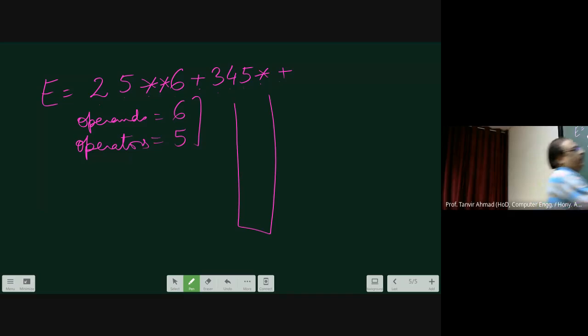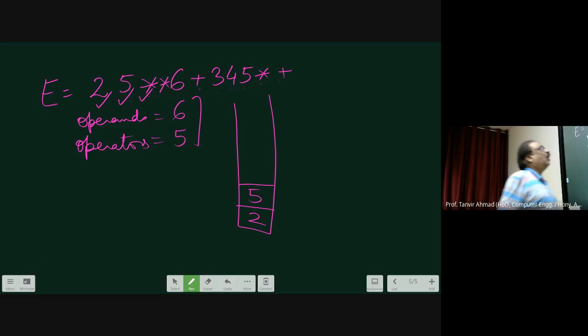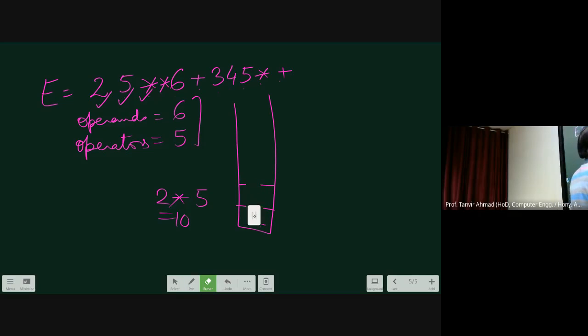Obviously, I will first of all push 2. I will push 5. Now, when I get this operator, once I get it, I will pop this out. 5 will come here, 2 will come here. You will get the answer equal to 10. And what I am going to do is put 10 over here.